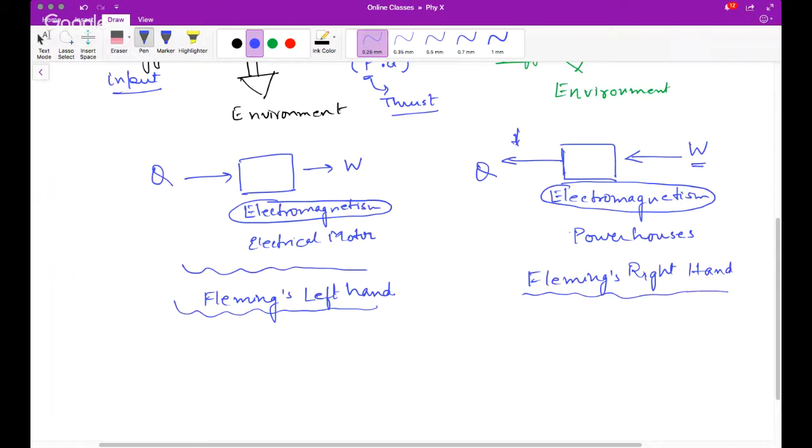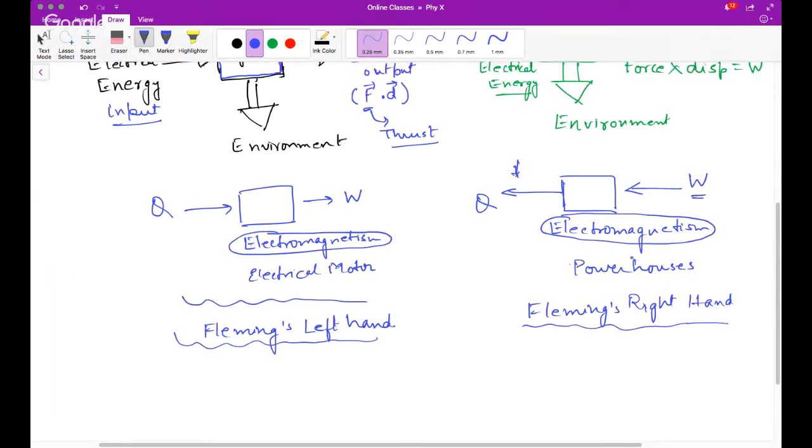Now, what did I draw on the left-hand side? Motor. So in the case of a motor, where energy is converted into work, that means energy is used to produce force, it is Fleming's left-hand rule. And on the right-hand side, where work is used to form energy, it is the right-hand rule.